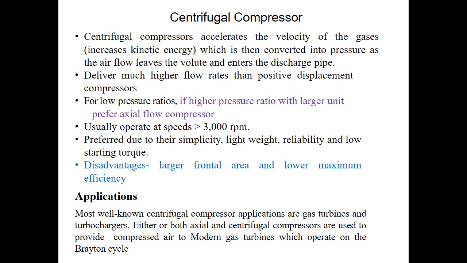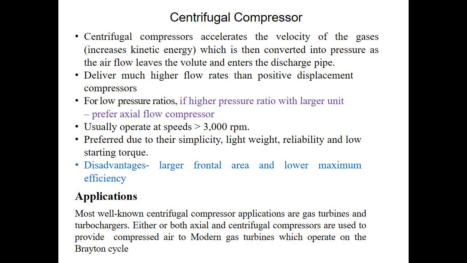It delivers much higher flow rates than positive displacement compressors and is generally used for low pressure ratios, that is moderate pressure ratios between 4 to 6 in a single stage. If a higher pressure ratio with a larger unit is required, then it's better to go with an axial flow compressor. It usually operates at speeds greater than 3000 rpm.